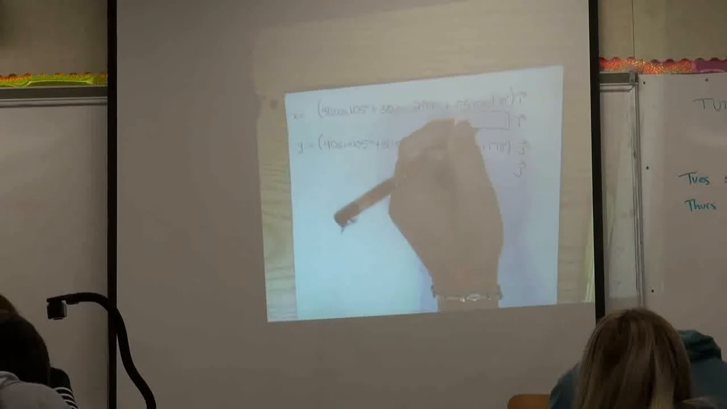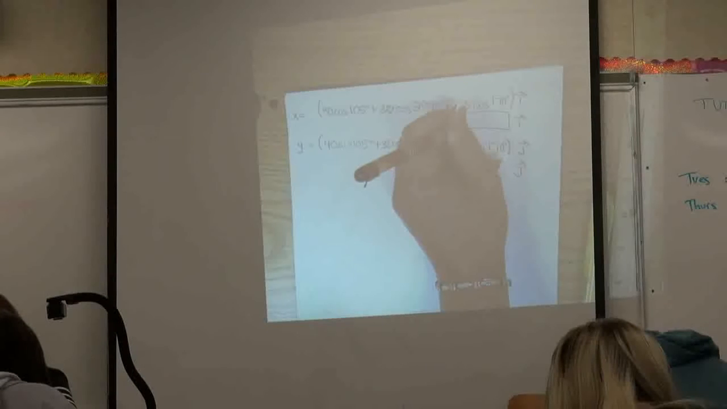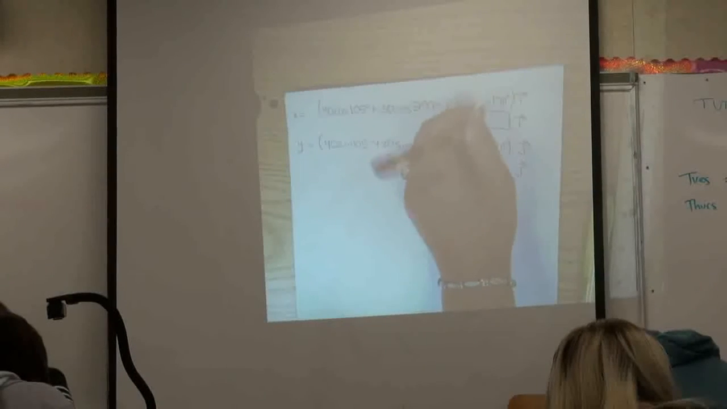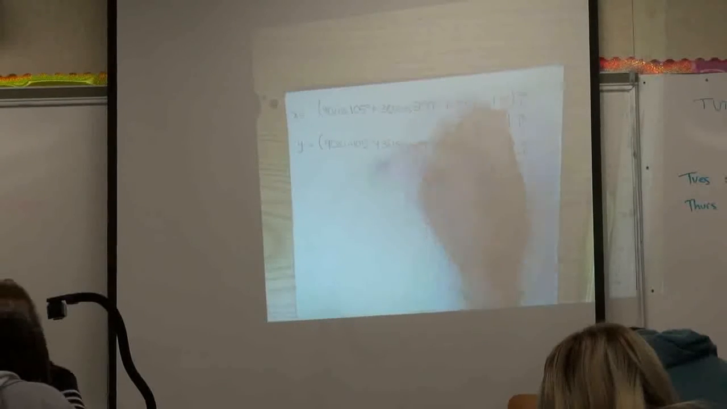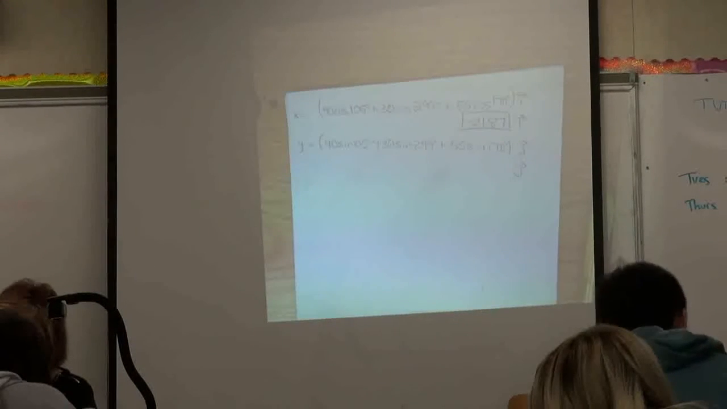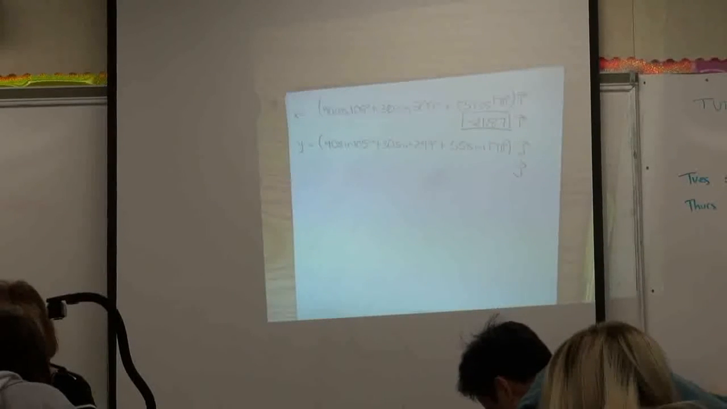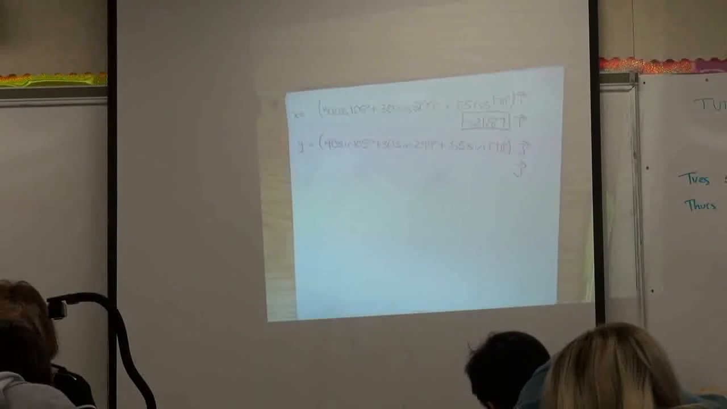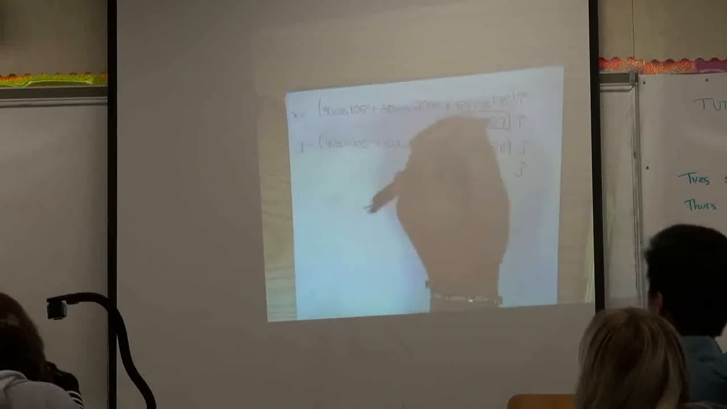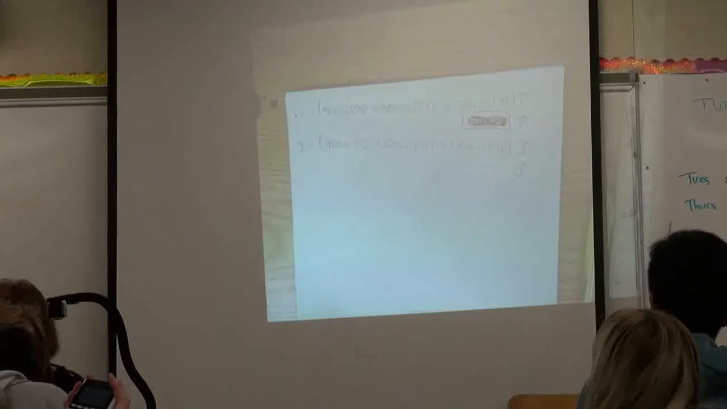Negative 21.869. Negative 21.869? Yeah. So negative 21.87? Is that wrong? What do you guys have? Oh, I put +5 because.